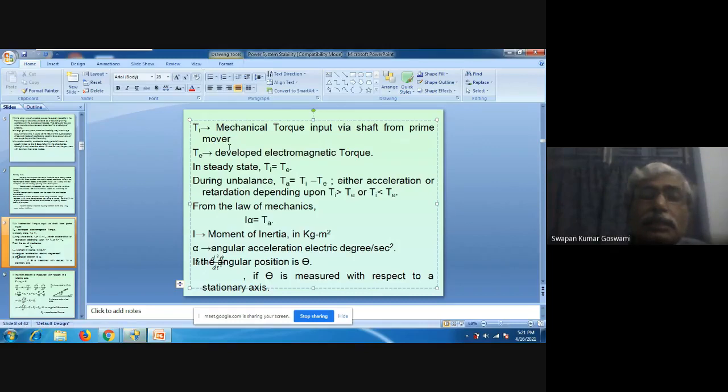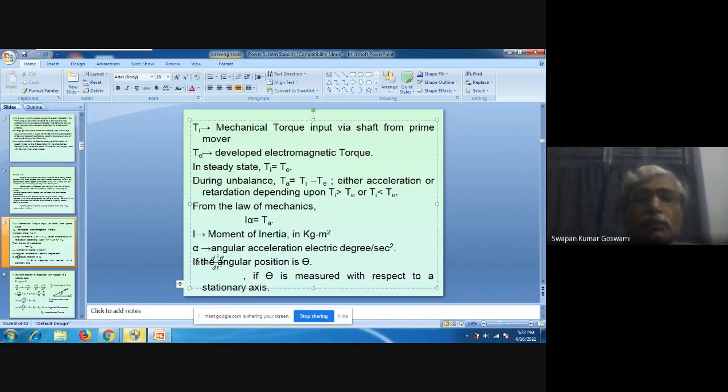Okay, this Ti is being applied. It is a mechanical torque input, and the torque output is, say, Te, the developed electromagnetic torque. How much power is being delivered at what speed will decide how much torque is delivered, how much the electromagnetic torque.